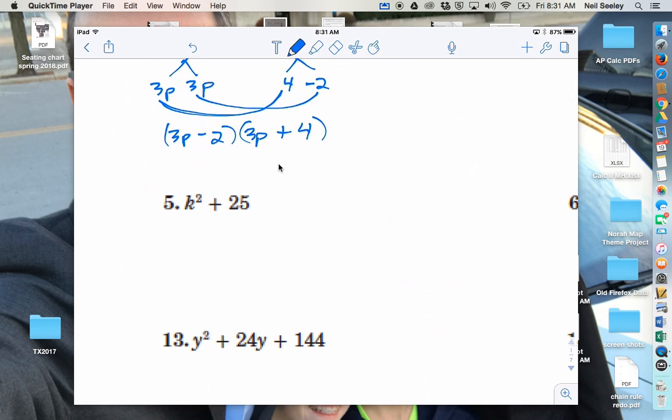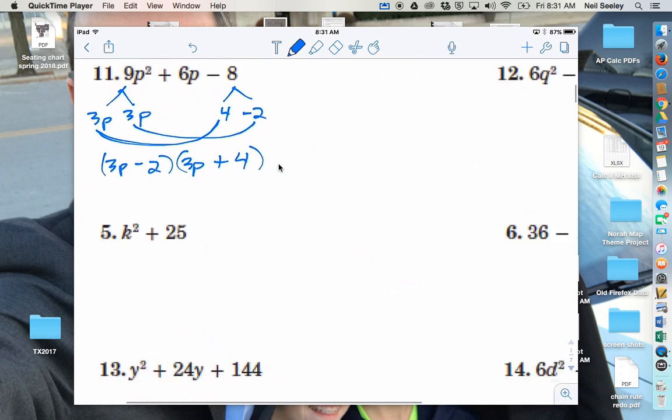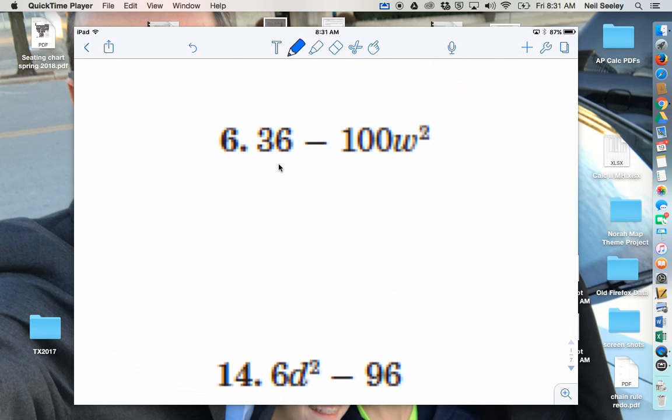I'm going to skip down to some of the other types that are a little bit different. So those are trinomials that we just factored. We're going to get into binomial territory, like in number 6, where there's 2 parts here. You're always looking for a common factor, greatest common factor, to make your work easier. These are both even numbers, so you could start by factoring out a 2. Make that 18 minus 50w squared.